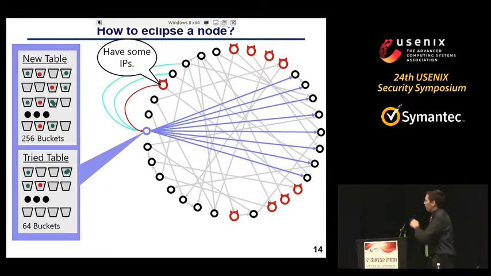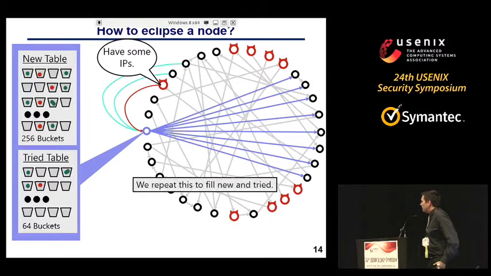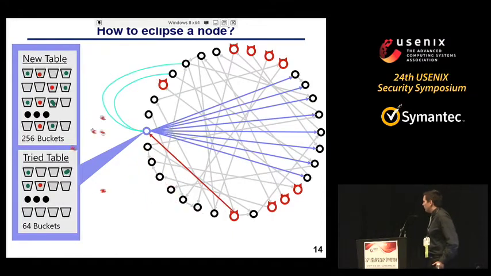Now, I drew it with 4 dots, but in actual practice, these messages can contain up to 1,000 IPs, and you can send multiple messages. So filling the new tables is trivial, and we won't talk about it in this attack. It's much harder to fill the tried table, and so that's what we're going to focus on. And then the attacker can just repeat this, and for each node under its control, for each IP address that it controls, it gets an additional IP into the tried table.